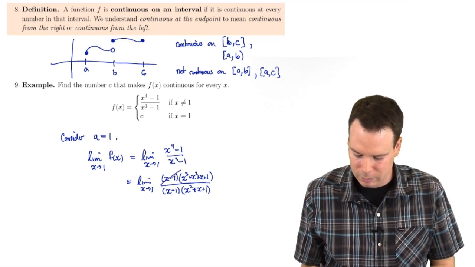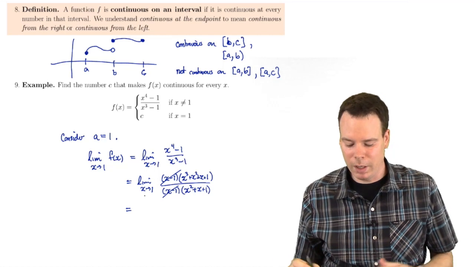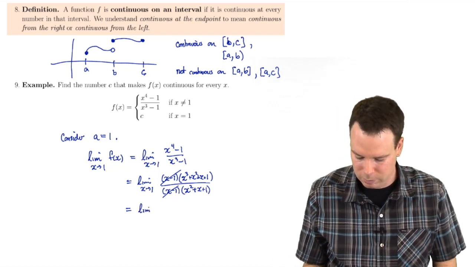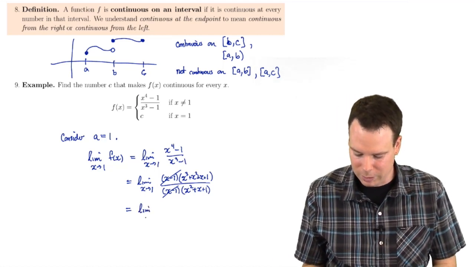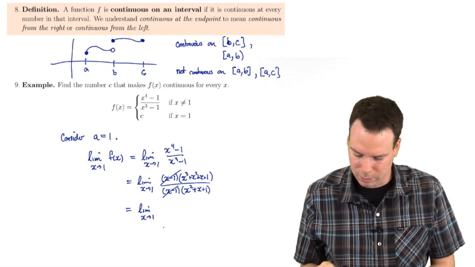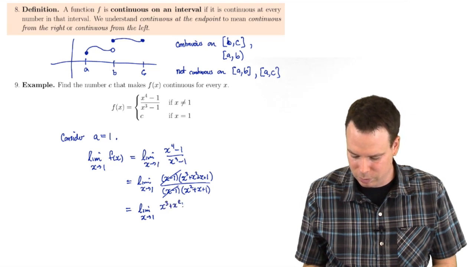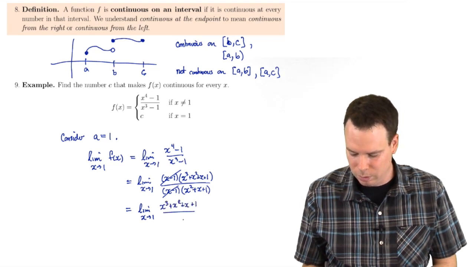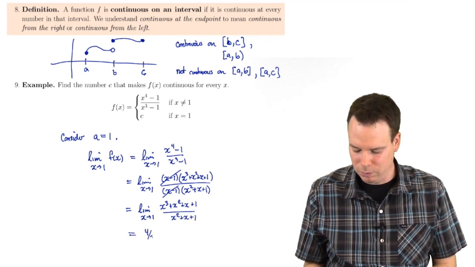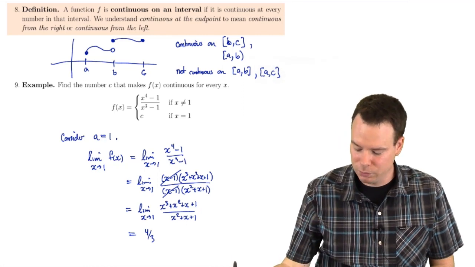And now we can get rid of those x minus 1s, since the limit's only caring about what's going on around 1, not exactly at 1. So this expression and the one I get by canceling are behaving exactly the same at values near 1, but not at 1. So now it's the limit as x goes to 1 of x cubed plus x squared plus x plus 1 over x squared plus x plus 1. And that has a value of 4/3, just plugging 1 in. So the limit as x goes to 1 is 4/3.